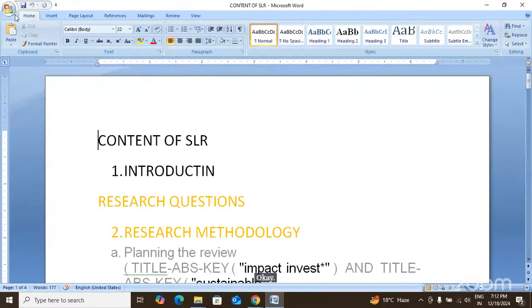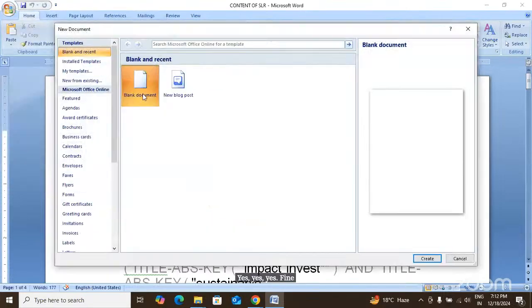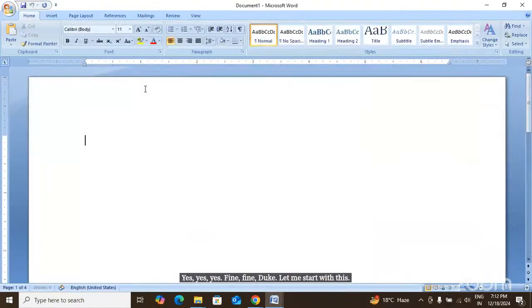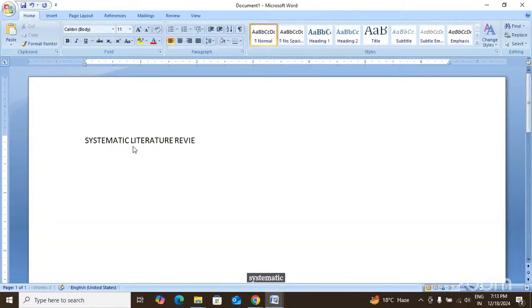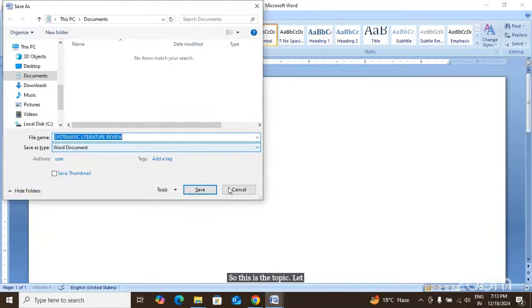Yes, fine, Duke. Let me start with this. Okay, so a very good evening to one and all present here. So let me start on how to write a paper using the SLR technique, that is, systematic literature review. So this is the topic. Let me increase the font size.